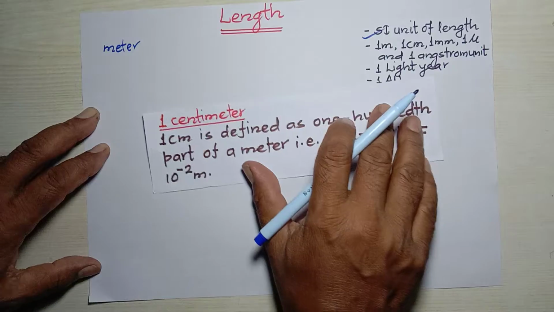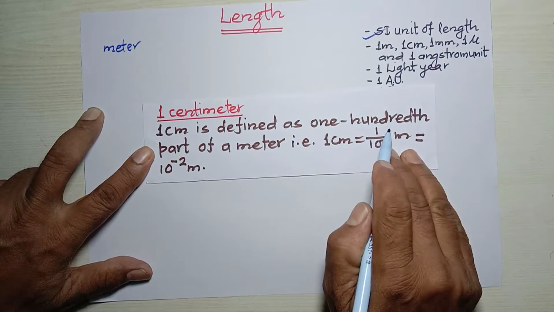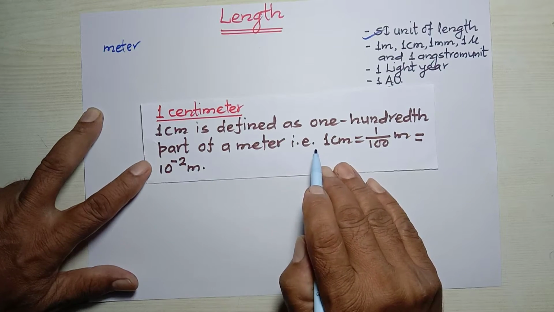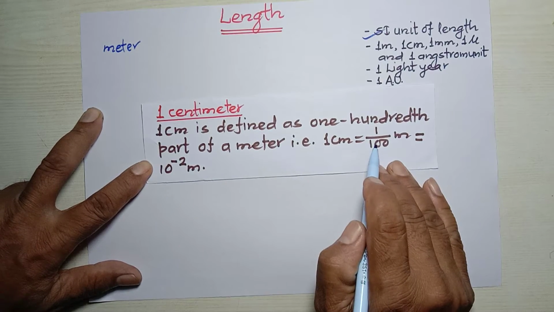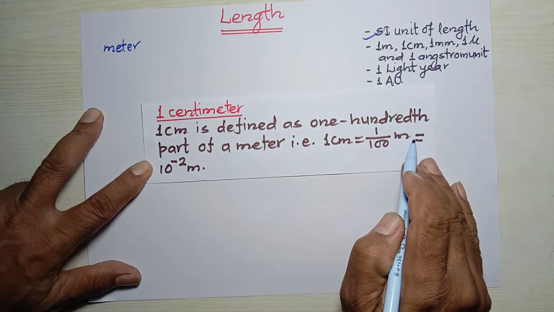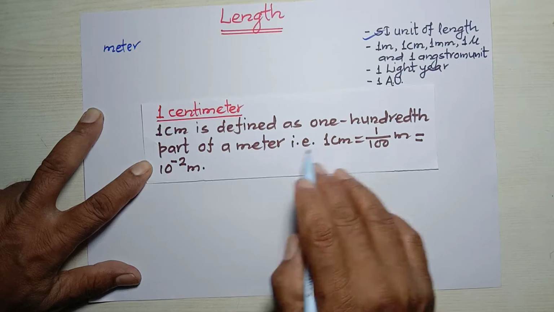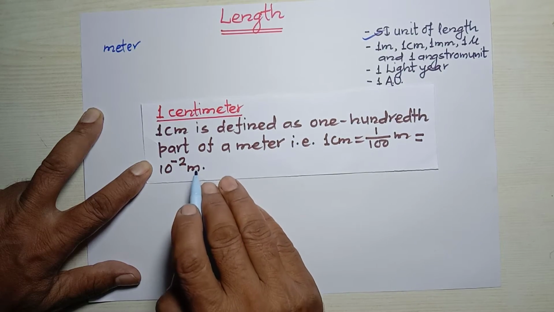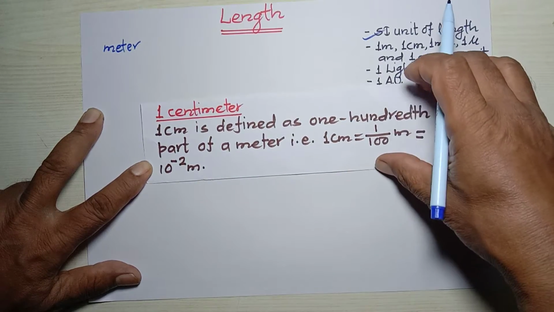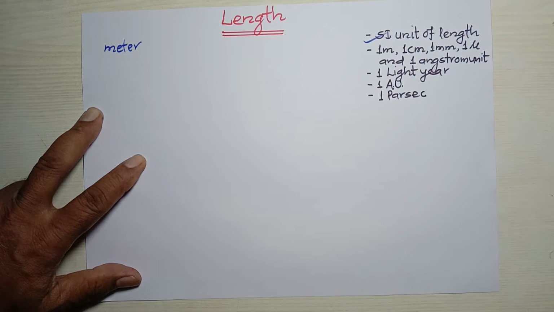Look at this. 1 centimeter is defined as 1/100th part of a meter, that is, 1 centimeter equals 1 by 100 meter. If we want to express it in power, then we can say 1 centimeter equals 10 to the power minus 2 meter. This is the way we define the centimeter.